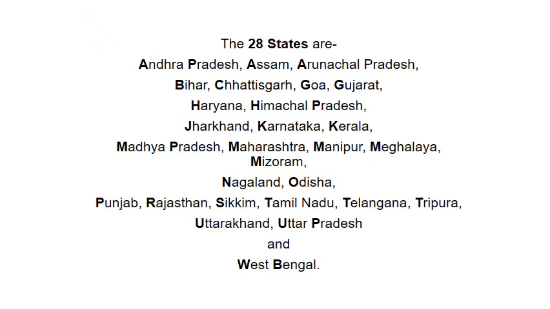India is a union of 28 states, and they are Andhra Pradesh, Assam, Arunachal Pradesh, Gujarat, Goa, Bihar, Chhattisgarh, Haryana, Himachal Pradesh, Jharkhand, Karnataka, Kerala, Madhya Pradesh, Maharashtra, Manipur, Meghalaya, Mizoram, Nagaland, Odisha, Punjab, Rajasthan, Sikkim, Tamil Nadu, Telangana, Tripura, Uttarakhand, Uttar Pradesh, and West Bengal.